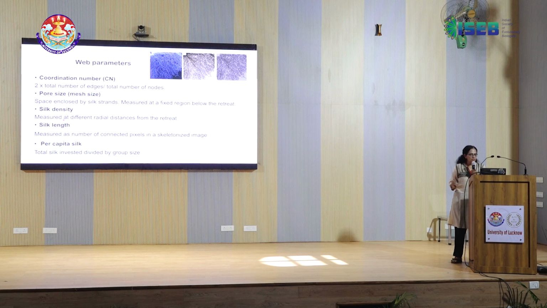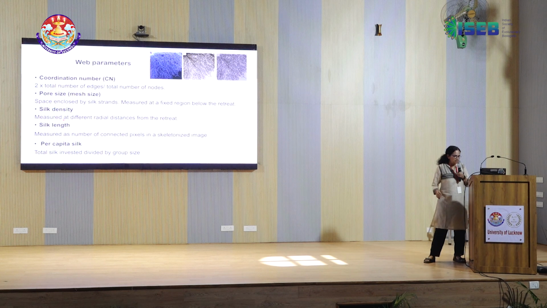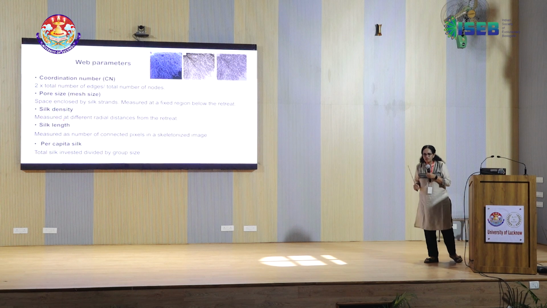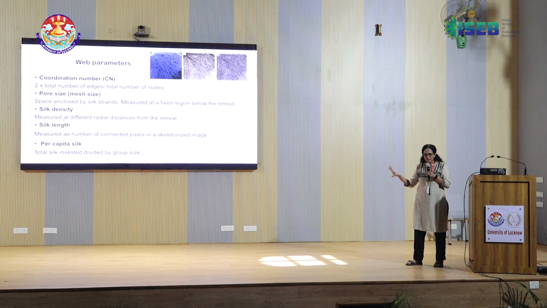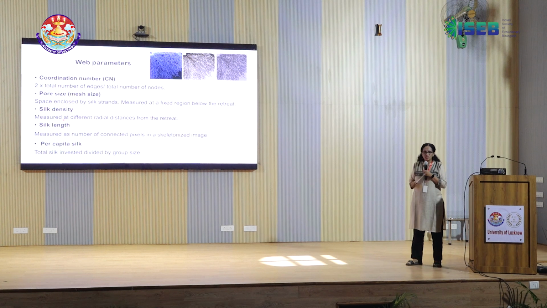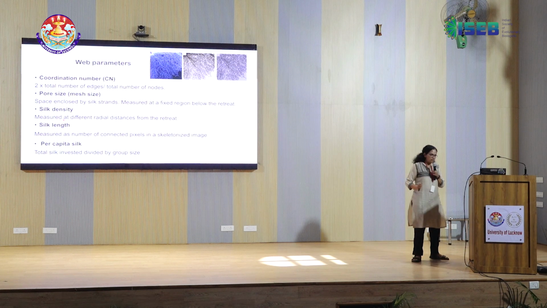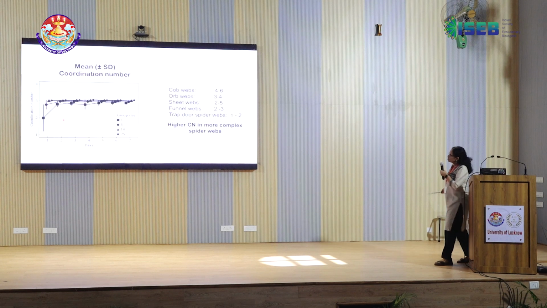We looked at the density of silk, the length of silk that was produced, and then from that we could calculate the per capita silk investment. Now the thing here is that I say per capita silk investment because we just looked at the total length of silk and divided it by the number of spiders in the colony, simply because it was really difficult for us to actually see each individual spider, how much silk are you producing and things like that. So therefore we took a per capita investment. Now here is what it looks like.